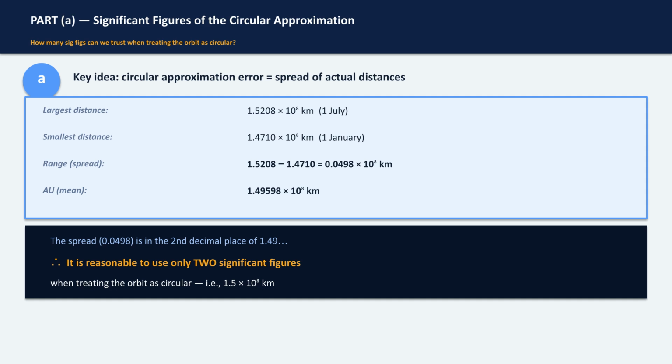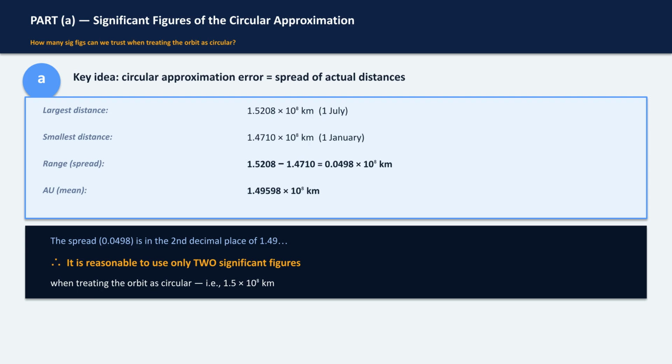Now let's answer Part A. The question is, how many significant figures is it reasonable to use for the Earth-Sun distance if we're treating the orbit as a circle? The key idea is this. The error we make by assuming a circular orbit is at least as large as the spread between the largest and smallest real distances. The largest distance is 1.5208 times 10 to the 8 kilometers in July. The smallest is 1.4710 times 10 to the 8 kilometers in January. The range, or spread, is 1.5208 minus 1.4710, which equals 0.0498 times 10 to the 8 kilometers.